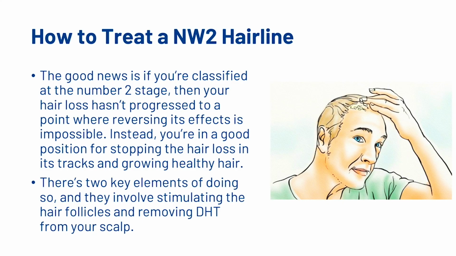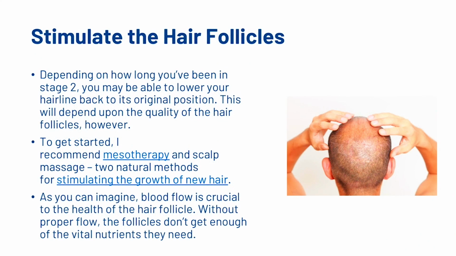The good news is, if you're classified at the number 2 stage, then your hair loss hasn't progressed to a point where reversing its effects is impossible. Instead, you're in a good position for stopping hair loss in its tracks and growing healthy hair. There's 2 key elements of doing so, and they involve stimulating the hair follicles and removing DHT from your scalp. So, first, stimulating the hair follicles.